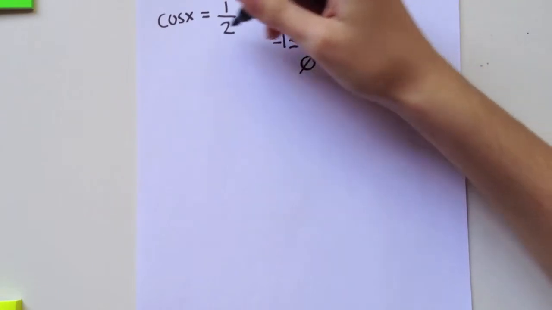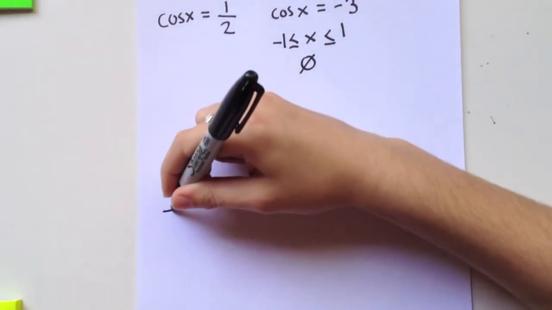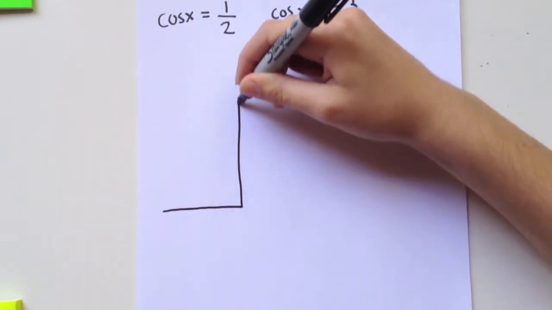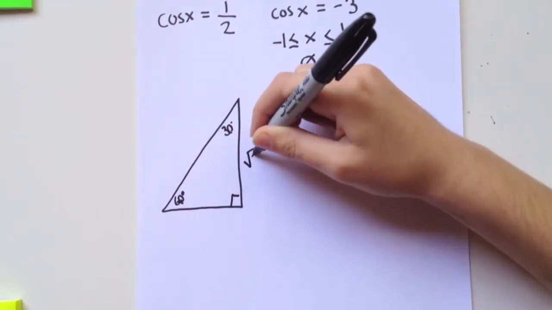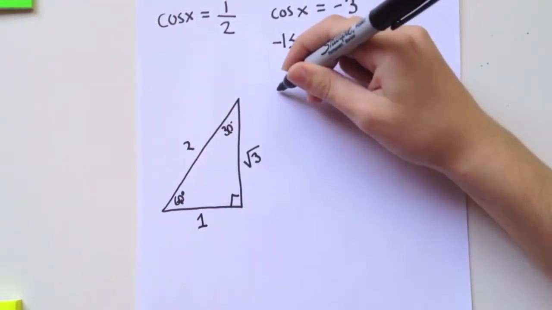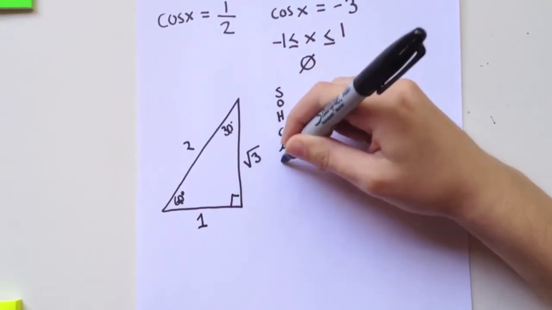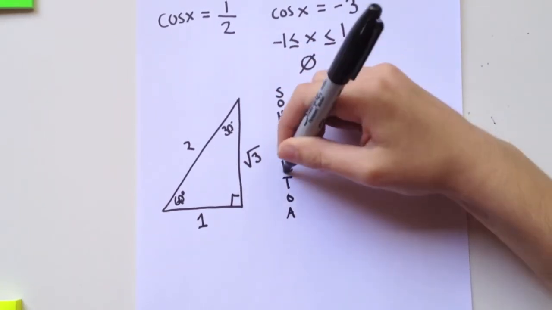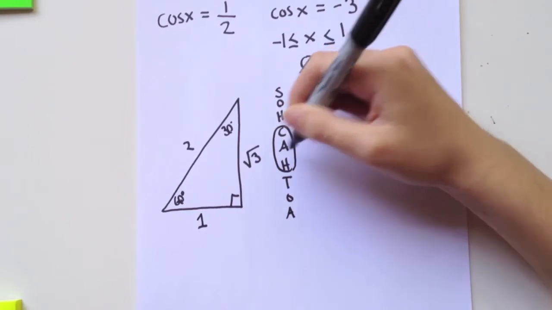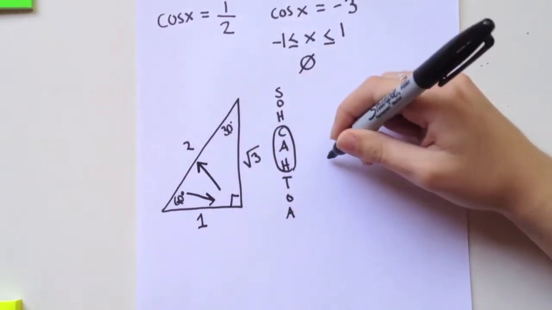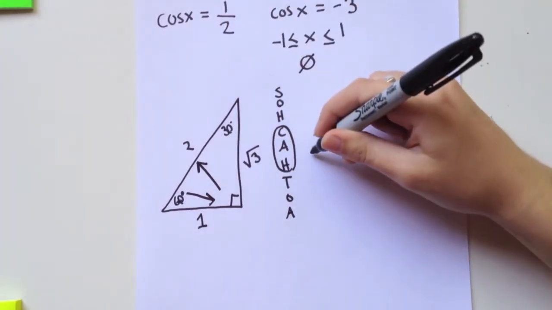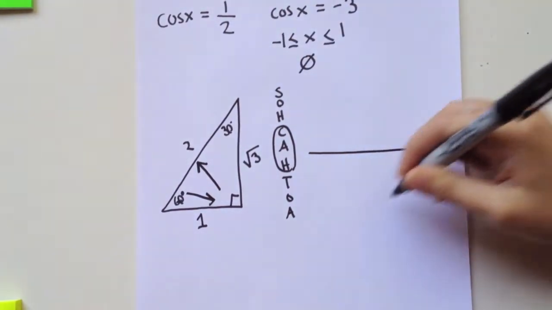To solve the other half of our equation, cosine x equals 1 over 2, we're going to have to use one of our special triangles: 60 degrees, 30 degrees, right angle, square root of 3, 1, and 2. According to the rules of SOHCAHTOA, to find cosine, we're going to have to find adjacent over the hypotenuse, which is what gives us the 1 over 2, but it's also positive, which is where we need to use our unit circle.